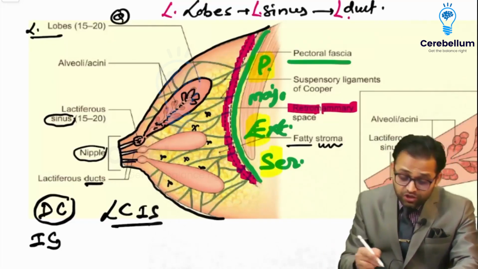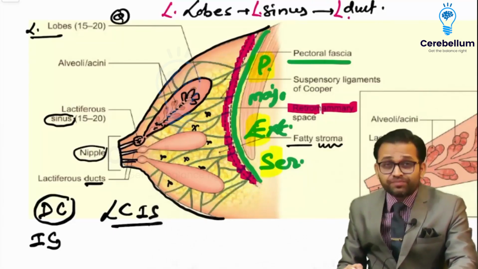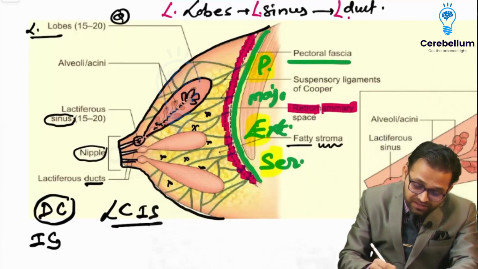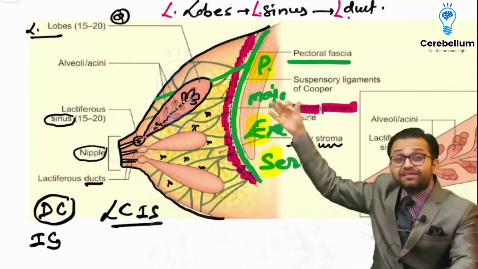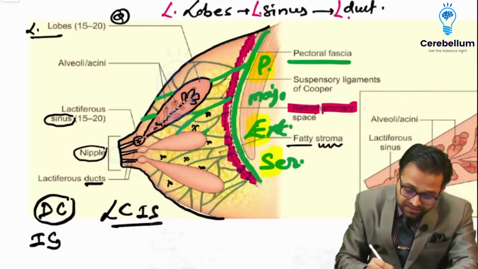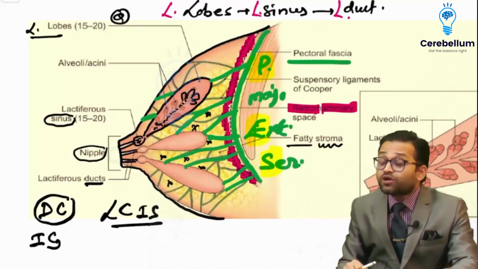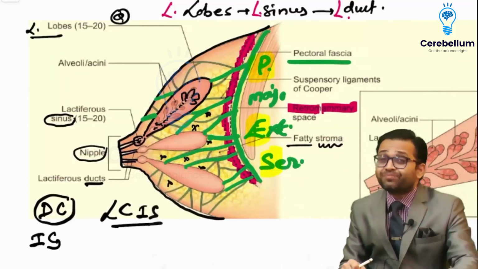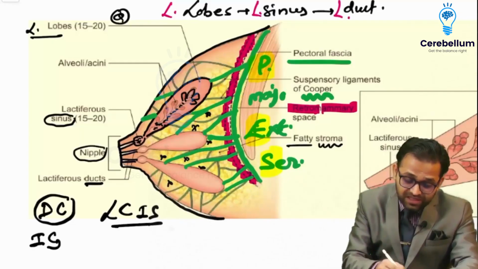Okay. Now here you can observe, for the proper support and shape of the breast, there are a few ligaments. These ligaments are attached to the skin, then pierce and hold the lobes, and are attached to the pectoralis major. Can you see? Yes, sir. These are attached to the pectoral fascia. So these ligaments are suspending the breast, holding the breast, giving proper shape to the breast. These are the suspensory ligaments studied by Cooper, so known as the suspensory ligaments of Cooper.